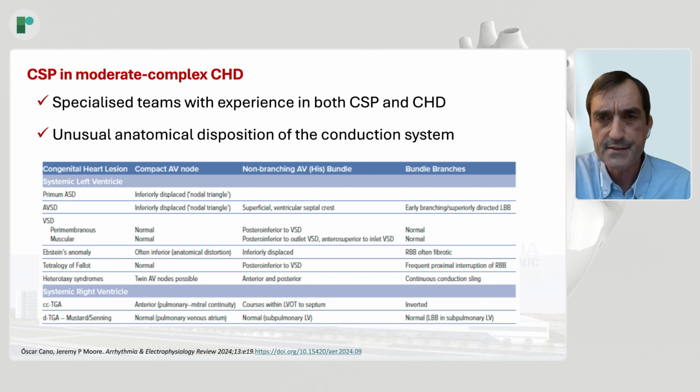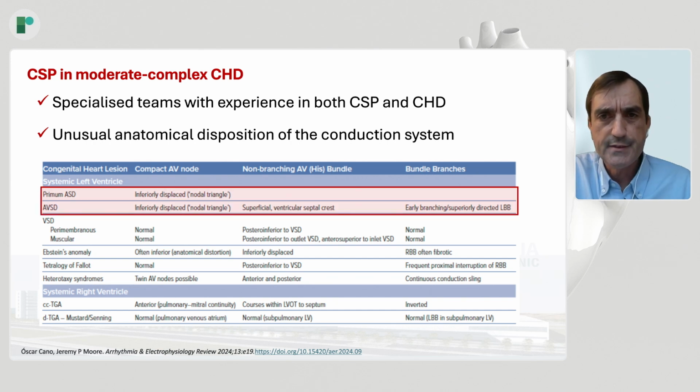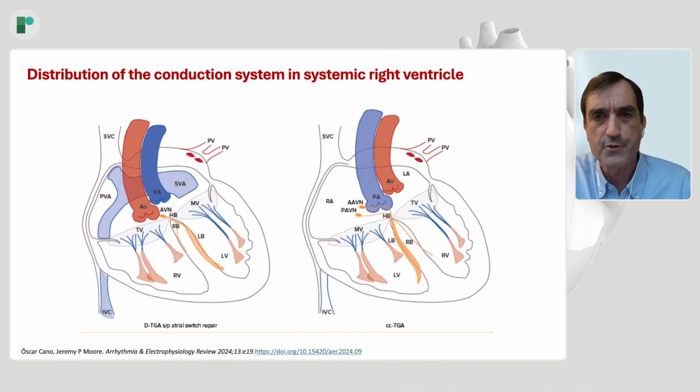This is highlighted in the next slide, showing the disposition of the conduction system in patients with transposition of the great arteries. So on the left, we can see a schematic representation of the conduction system in a patient with detransposition of the great arteries after an atrial switch operation. So these patients usually have a normal disposition of the conduction system, but our access to the subpulmonic left ventricle has changed, and now we have access basically to the left conduction system.